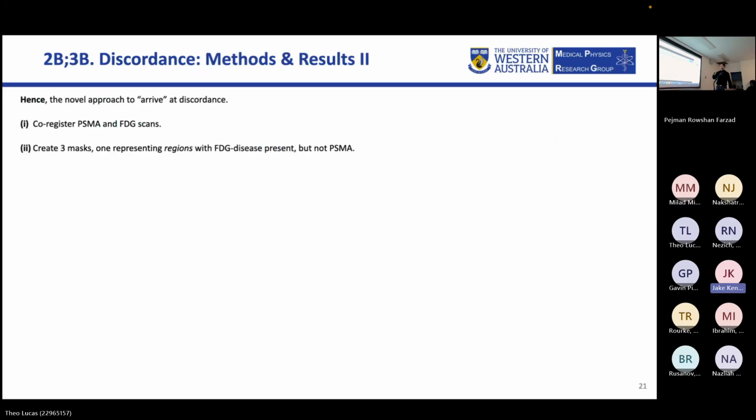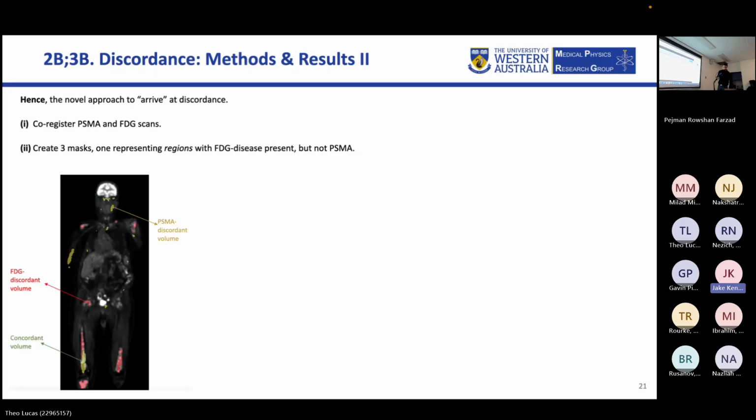The novel approach to see if a patient has discordance or not was to co-register the PSMA and FDG scans and create 3 masks. So basically, with the 2 overlaid segmentation maps, I computed what I call the FDG discordant mask, which represented any area where there was FDG uptake, but not PSMA uptake, right? Which kind of replicates the approach taken in the literature. This is an area where we have FDG disease, but not PSMA disease.